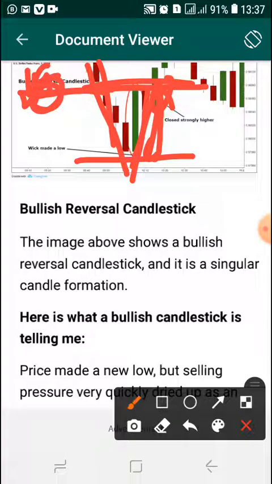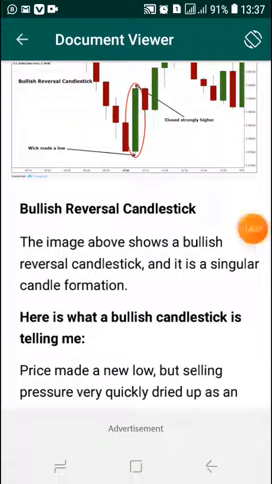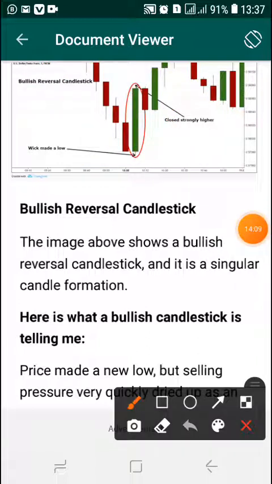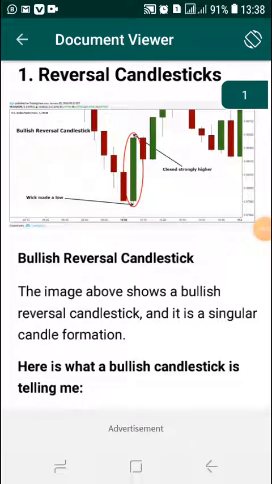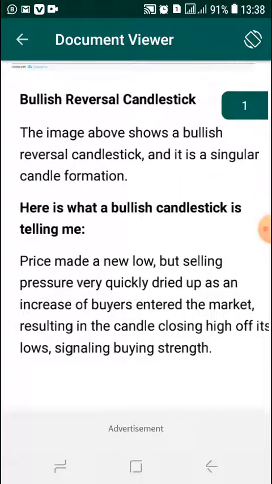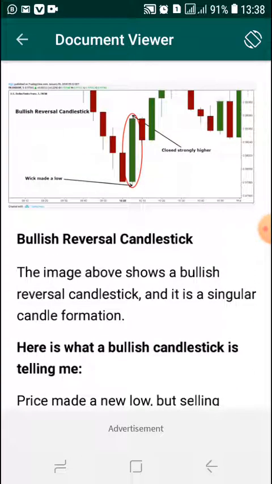So the sellers might come in and push the market down, which they did. If you can see here, the market didn't go down as the buyers would have loved. There was a retest here, and again the buyers came in and pushed the market up, and then the market went up. So this particular bullish reversal candlestick can be used like that.